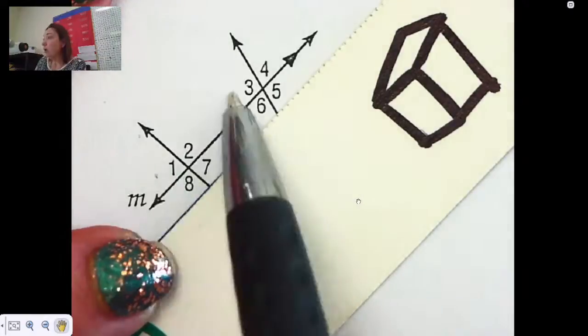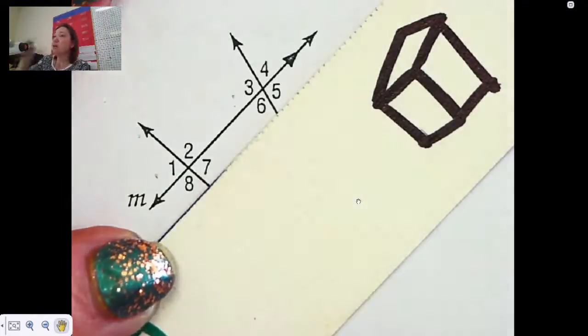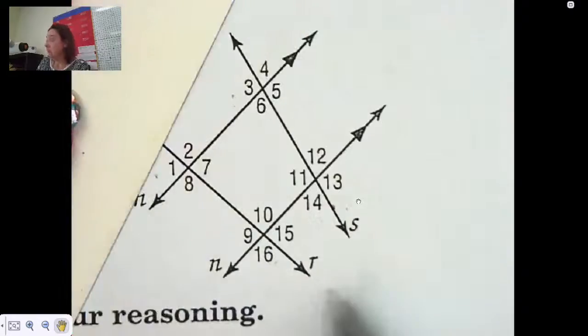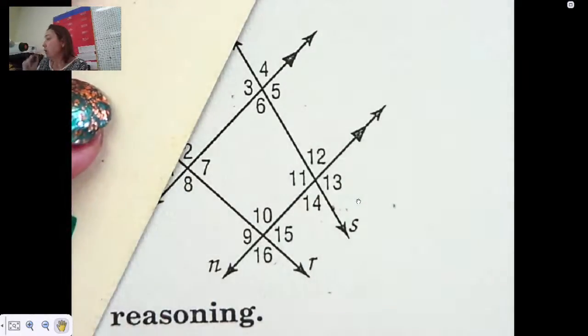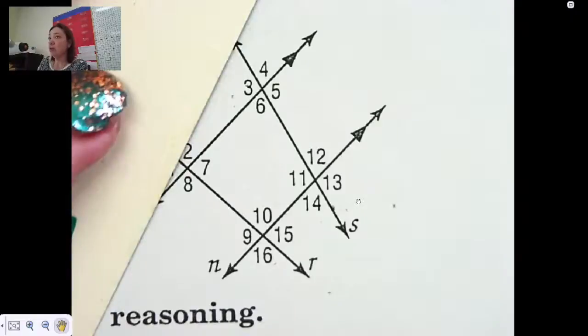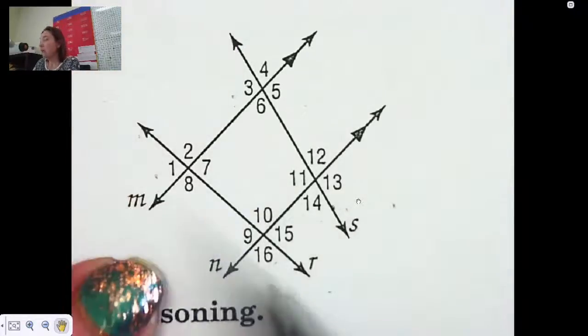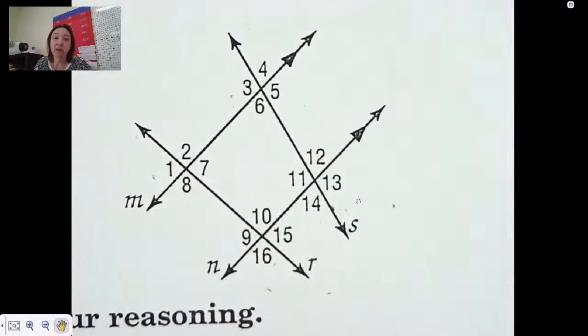Now, 1 and 3 are corresponding. They're just not congruent because R and S are not parallel. Y'all follow what I mean? They are in the same spot. They're just not congruent. The only way they're congruent is if the lines they're made from are parallel to each other. Y'all following me? Okay.